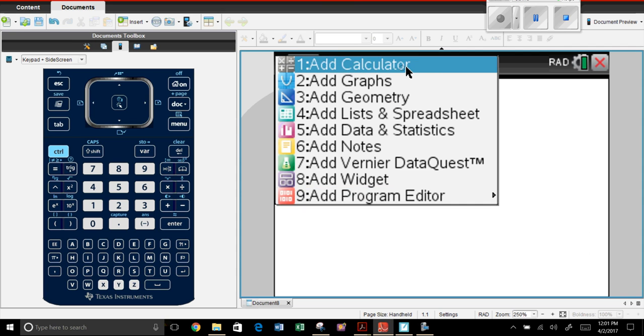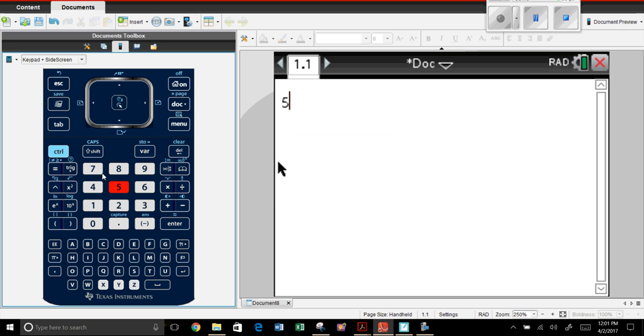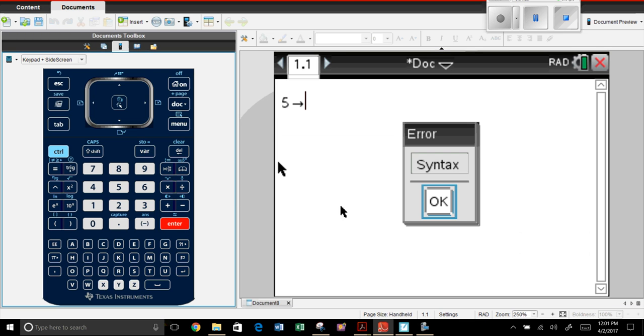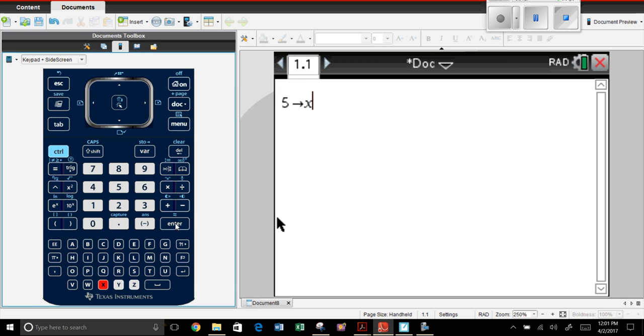We want the regular calculator, and we said we're going to put 5 stored into x. So 5 stored into x, enter. This means every time I type in an x, it will have a value of 5. We're going to type in 6 stored into y. So now every time I type a y, it will have a value of 6. Now I can type in our problem.